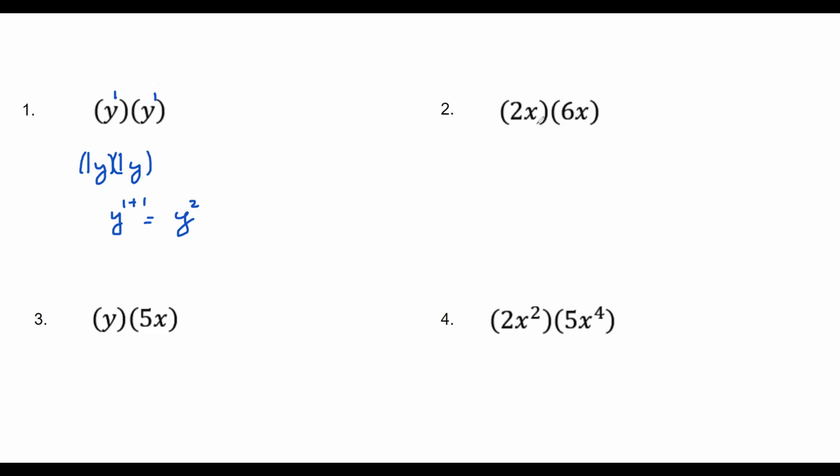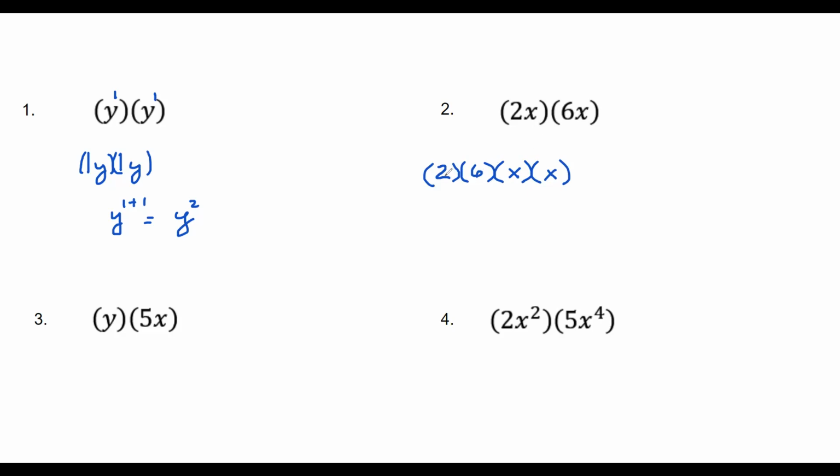Now we have some coefficients. And I can use this one. This is the problem that we just talked about a few moments ago. It might be helpful to rearrange this. I'm going to rearrange it so the coefficients are next to each other. So we could rearrange this to be 2 times 6 times x times x. The reason that I can do that is the order of multiplication doesn't matter.